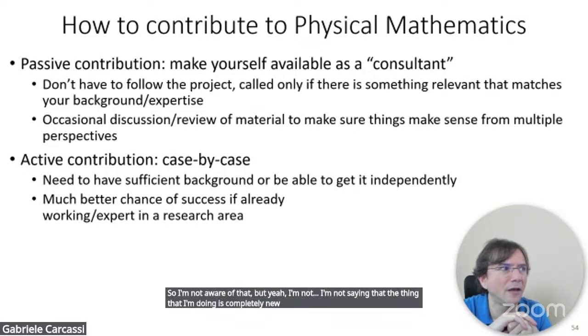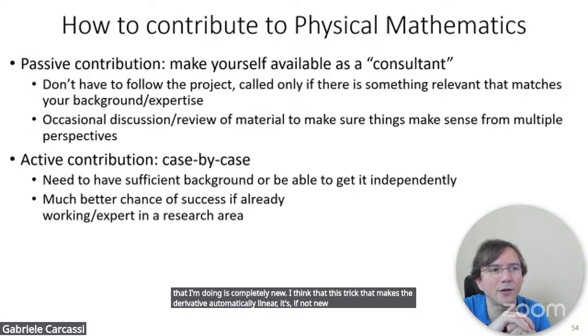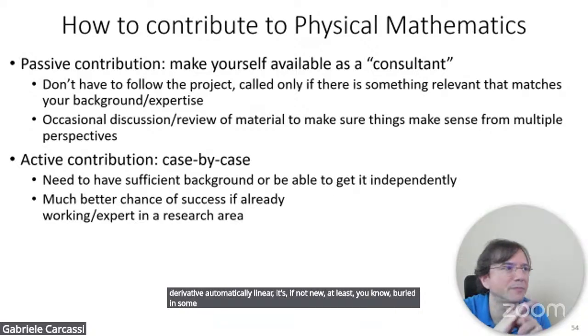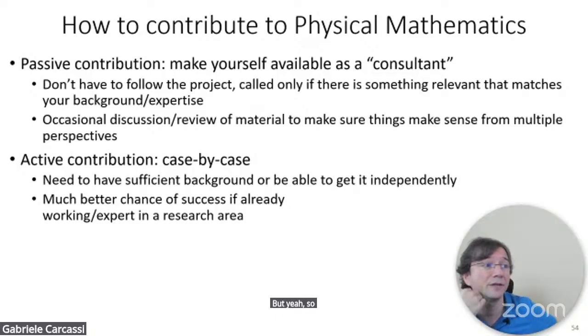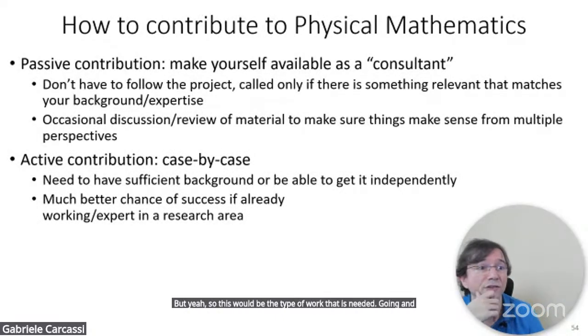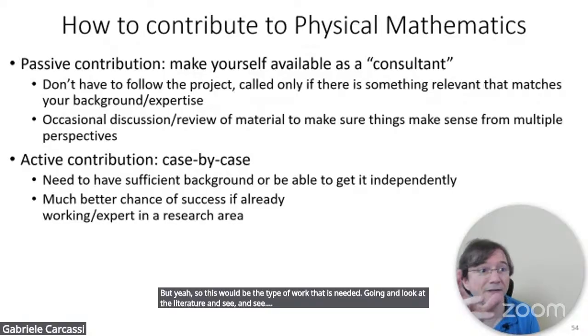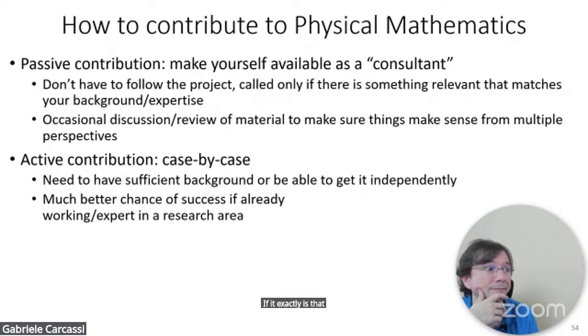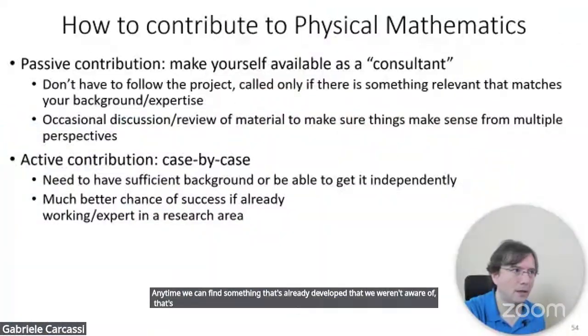I think this trick that makes the derivative automatically linear is, if not new, at least buried in some paper and nobody's paying attention. So this would be the type of work that is needed: going and looking at the literature and seeing if it is exactly that or not. Anytime we can find something that's already developed that we weren't aware of, that's great. Oh, yeah, because it saves a lot of work.